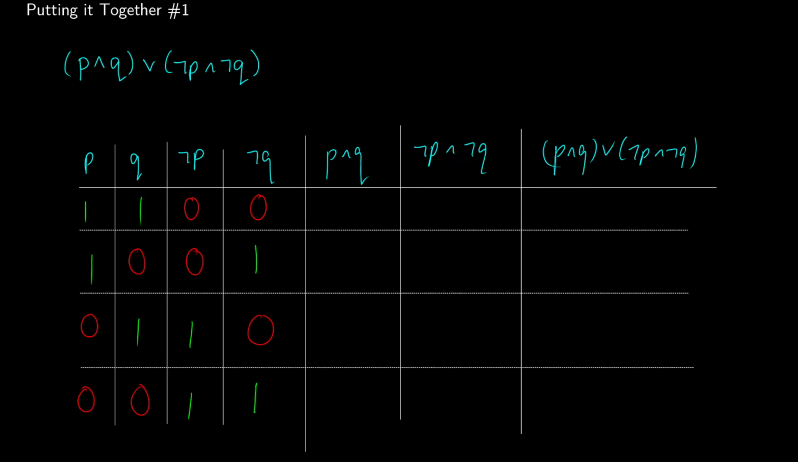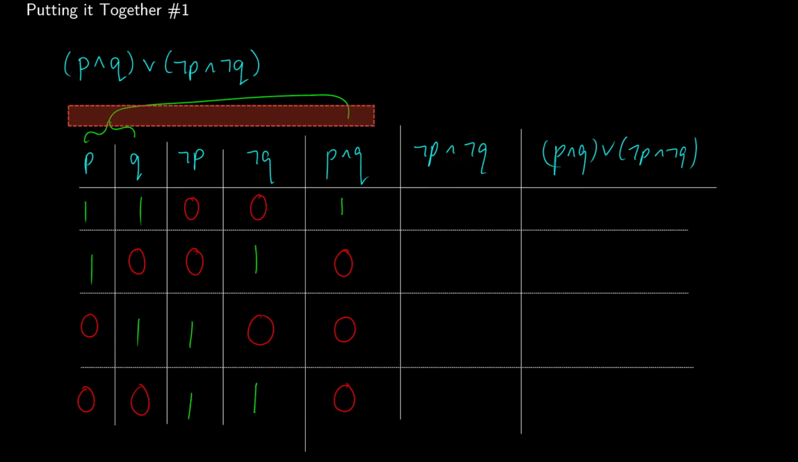Now we need to start putting things together. So let's do P and Q. So we're taking a look at these 2 columns, and looking at P and Q. So it's true when both P is true and Q is true. So this happens in the first row, where P is true and Q is true as well. In row 2, Q is false, so P and Q will be false. In the third row, P is false, so P and Q will be false. And then in the fourth row, they're both false. Okay, so that column is now complete.